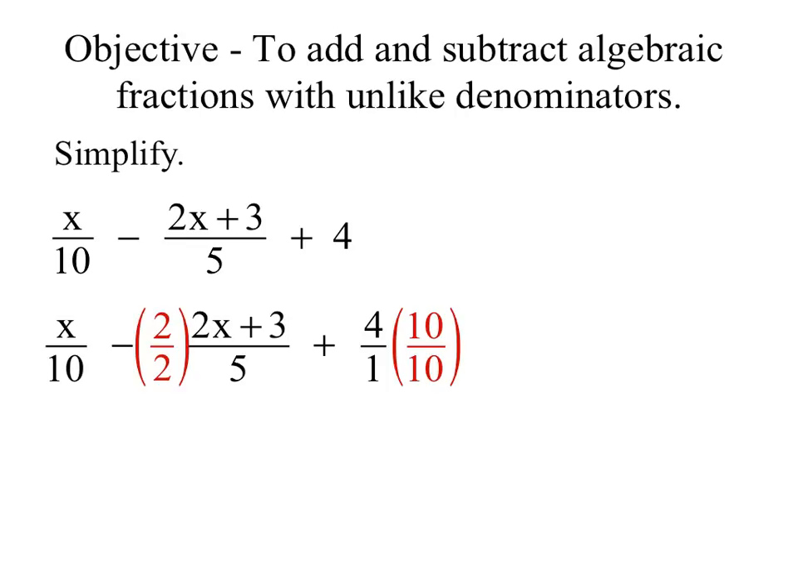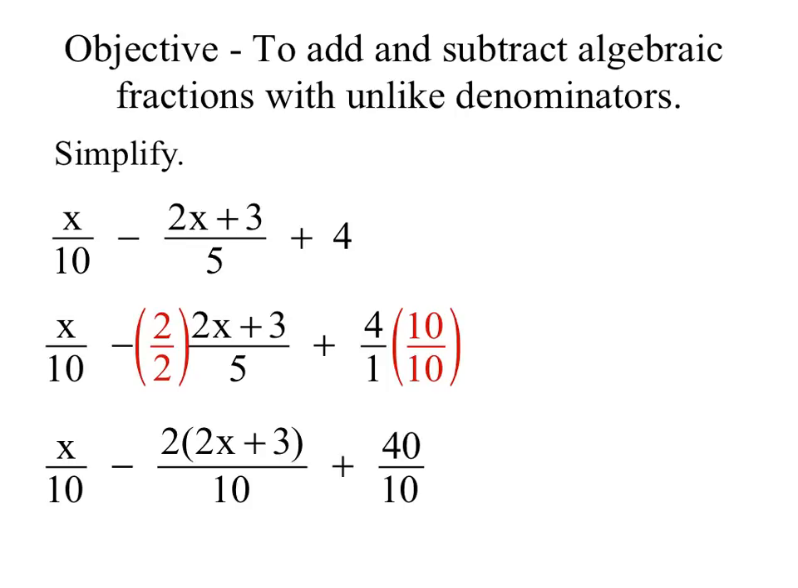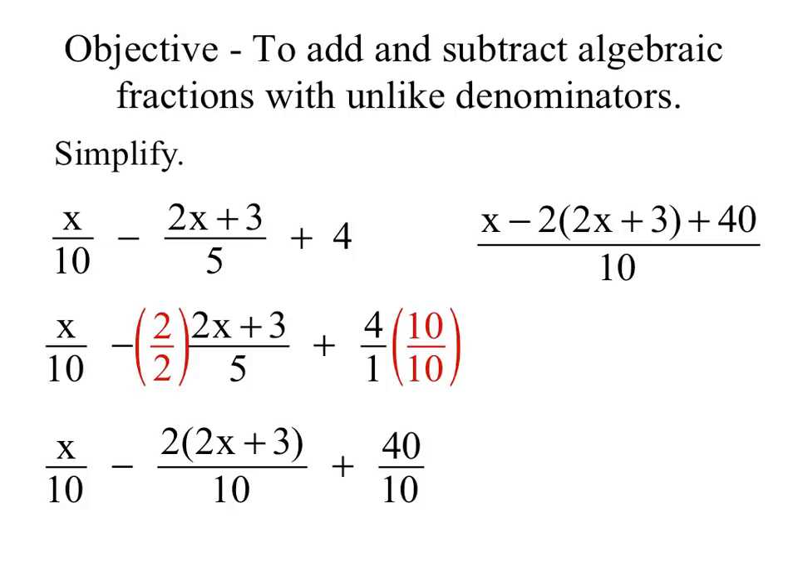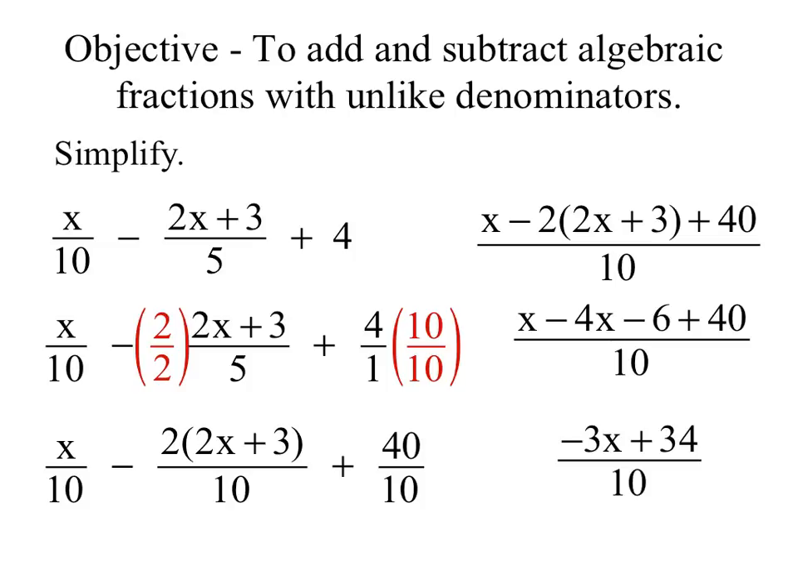So I've got x minus 2 times the quantity of 2x plus 3. 2 is getting multiplied by the entire binomial, plus 4 times the quantity, 10. So now I can write it all over the same denominator and just distribute and simplify the numerator. So now I distribute in my -2, and then I simplify it down.